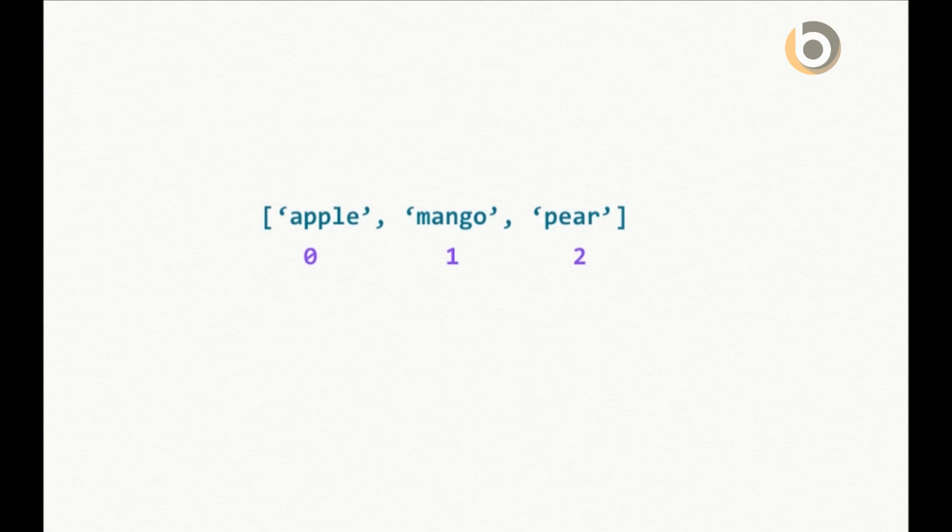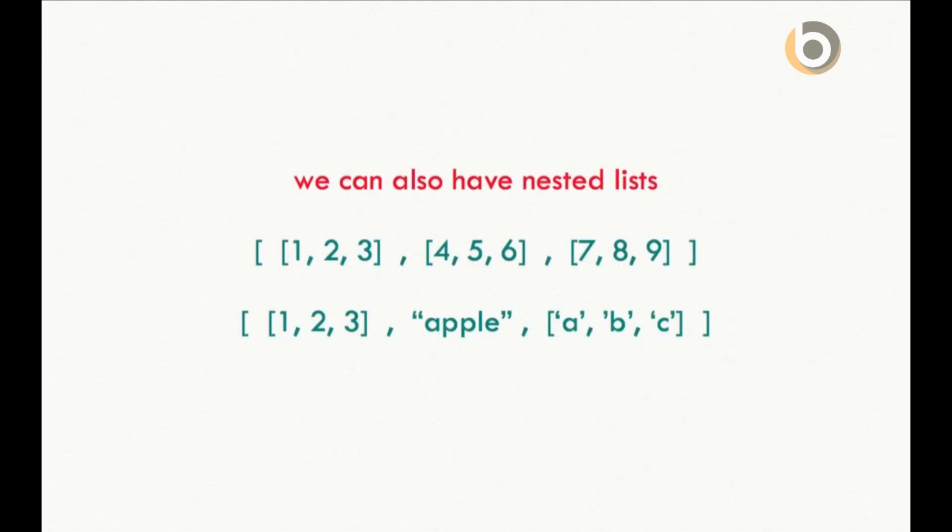Like in this list, there are three elements: apple, mango, and pear. Apple is on index 0, mango is on index 1, pear is on index 2. So list is an ordered collection of elements. We can also have nested lists, which means a list inside of a list.